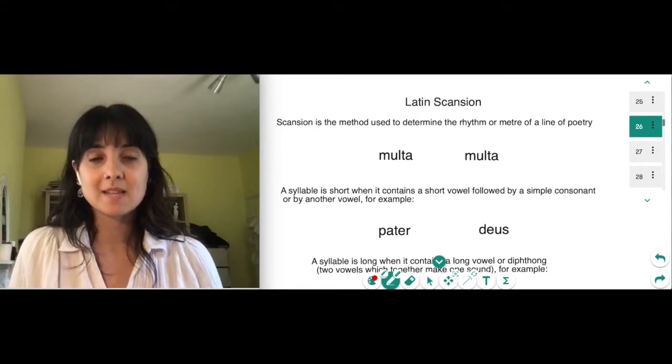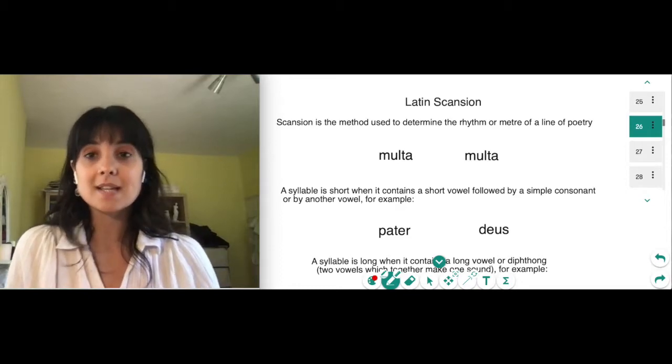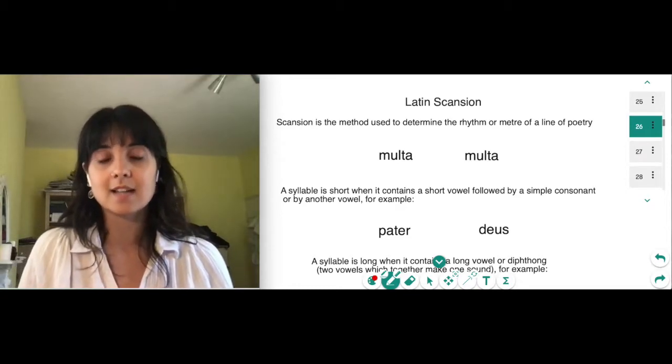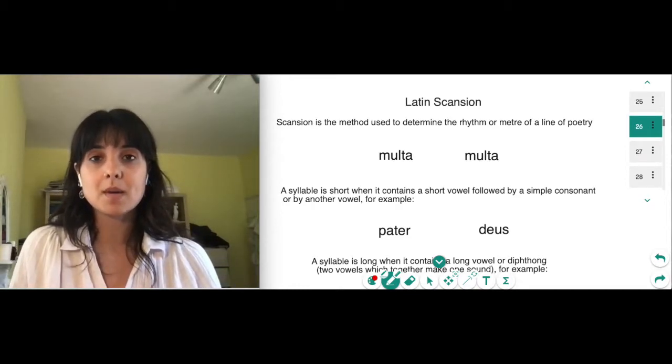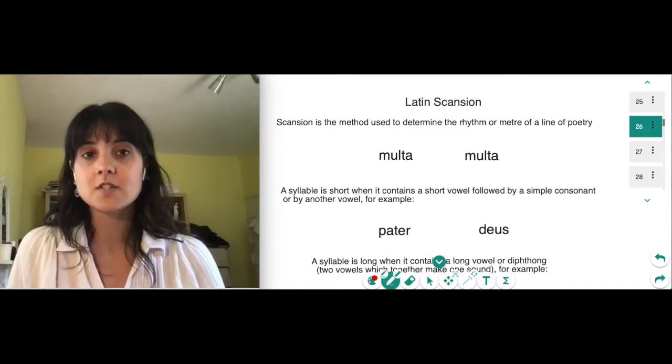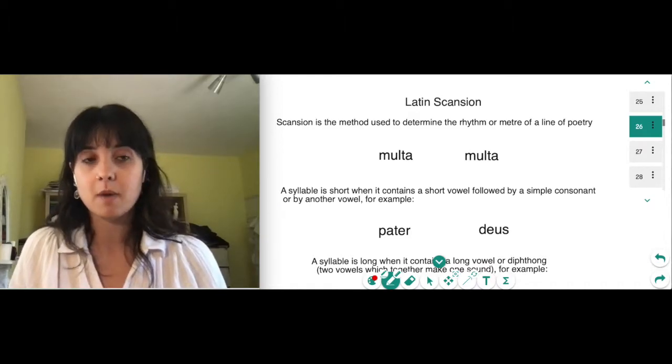Hello and welcome to this lesson on Latin Scansion. Today in this short lesson we're going to be covering the basics of learning how to scan Latin poetry. What we mean by scansion is the method used to determine the rhythm or meter of a line of poetry.